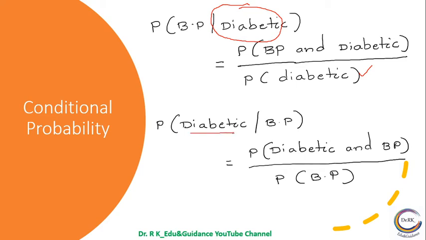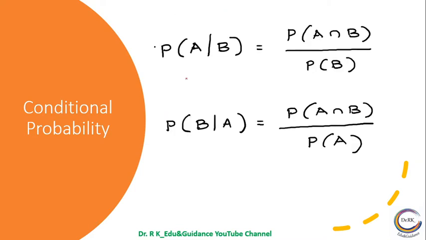P of diabetic given that BP, then the sample space is nothing but BP, right? Then the numerator is nothing but the intersection of diabetes as well as BP. So like this we can have the representations for conditional probabilities, or more clearly, the way that we are going to use when we deal with numericals. So P of A given B equals P of A intersection B divided by P of B.